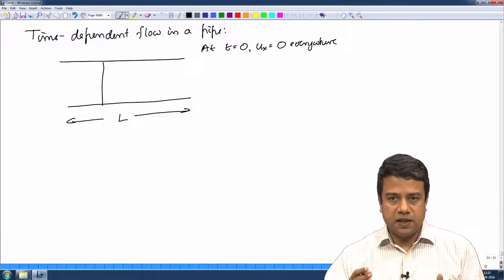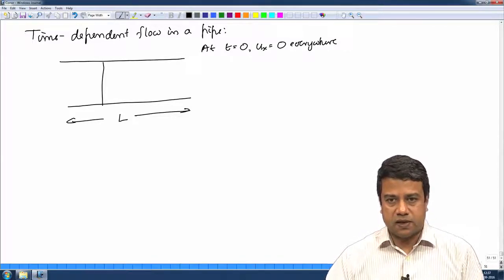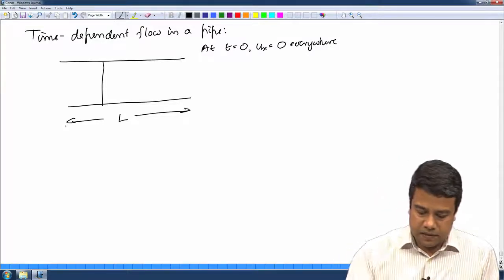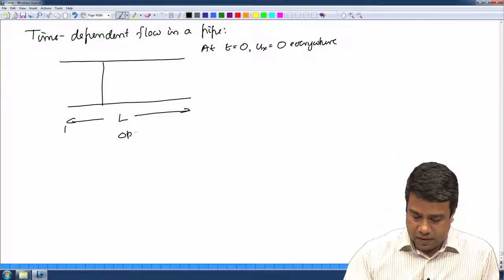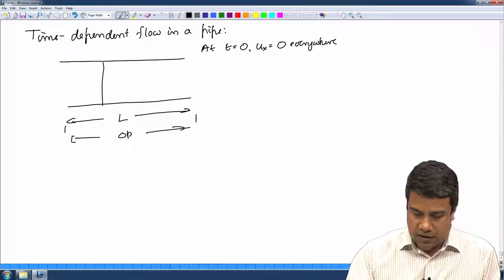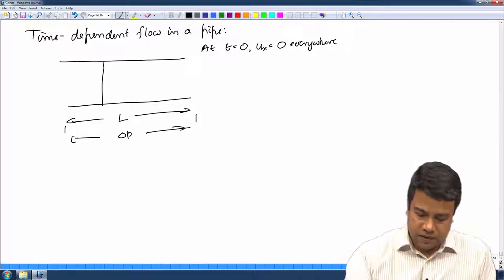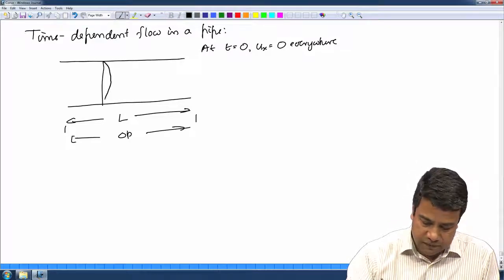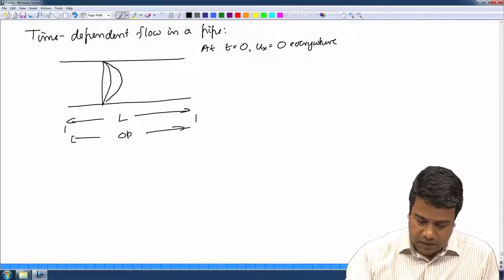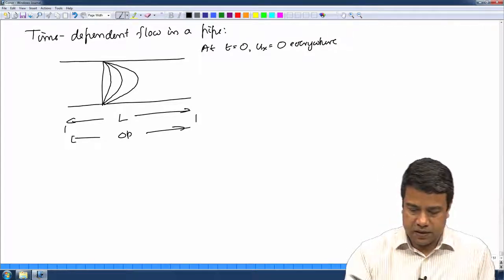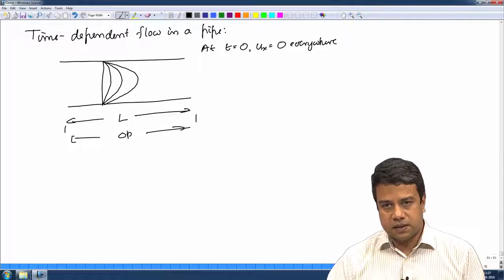And then at time t is equal to 0, I apply a pressure gradient. I apply a pressure difference delta p across this length at time t is equal to 0. And then I watch how the velocity profile develops into this steady velocity profile, how the velocity increases until it reaches the final steady value with progression in time. So, that is the unsteady problem.